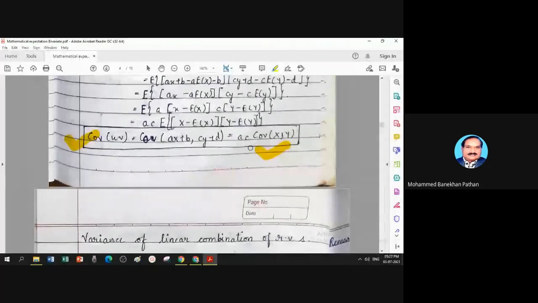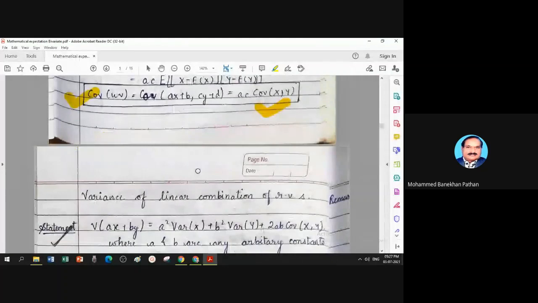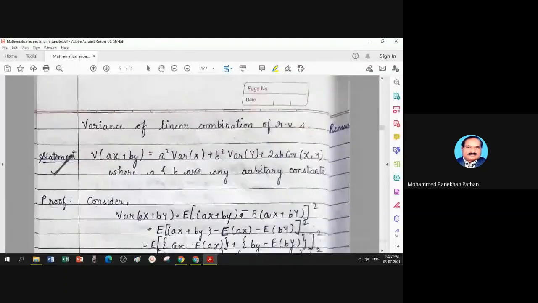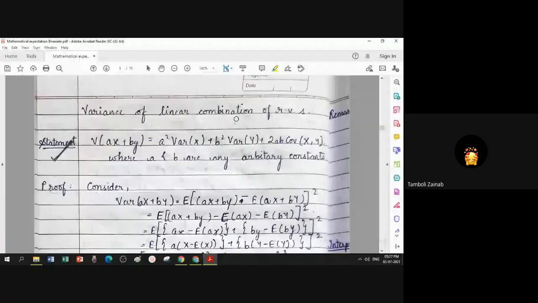Today we are going to study again one important result, variance of linear combination.